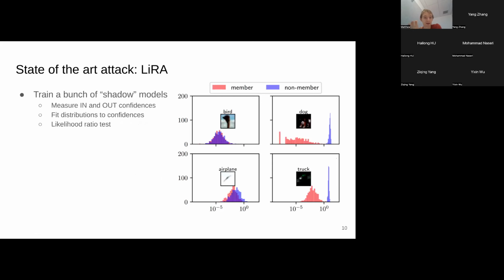And so what you can do is you train, let's say, 100 models, and then over your whole data set, every point is in around 50 of those models. And from this, you can get a sense of what the model's confidence or logits or some score is like when it's contained in the training set and when it's not. And then you'll be able to fit distributions to these and perform a likelihood ratio test to run the attack.